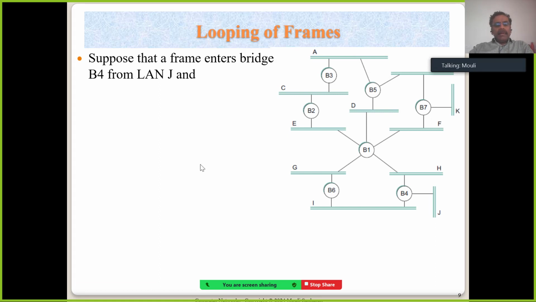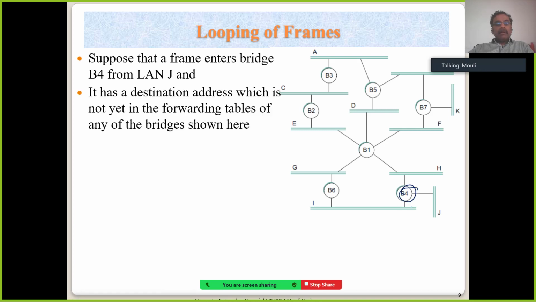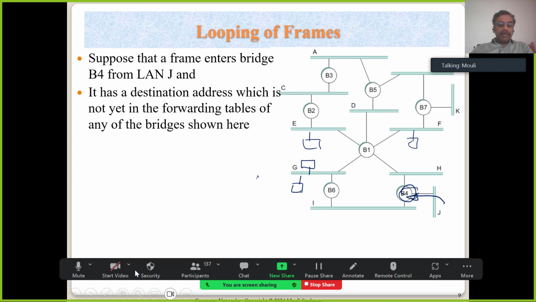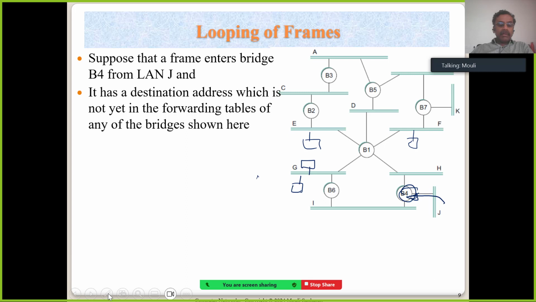Now let me give an example. Suppose that a frame enters a bridge B4, from J. Somebody wants to send something, the host on the LAN segment. Please understand that each of these LAN segments does not exist just for nothing. They are all connected to hosts. I'm not showing them because we are only interested in the traffic, not in the number of hosts or anything. So the destination address is not yet known.